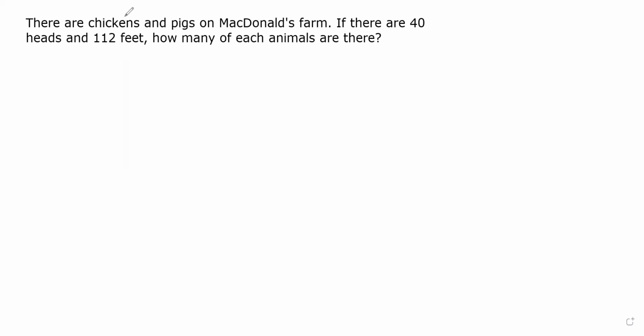We know that the number of chickens plus the number of pigs is 40, right? There are 40 heads. Right now, we don't know how many there are of each, so we can use some variables. We can let C equal the number of chickens, and let P equal the number of pigs. So the number of chickens plus the number of pigs should give me 40.